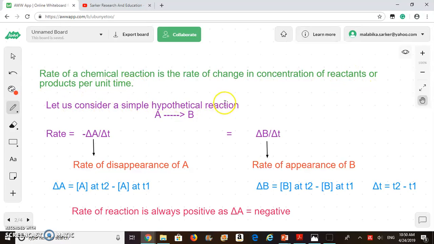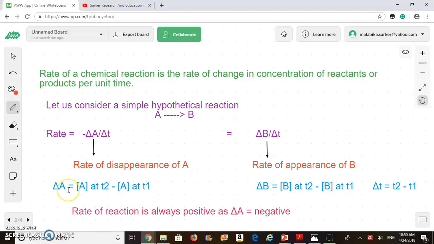Let us consider a simple hypothetical reaction: A goes to B, where A is getting consumed and B is produced. So the rate of reaction can be written as negative of delta A by delta T, or it can be written as delta B by delta T. This is the rate of disappearance of A, because A is consumed with time. And here B is produced, so we can also write the rate as the rate of appearance of B.